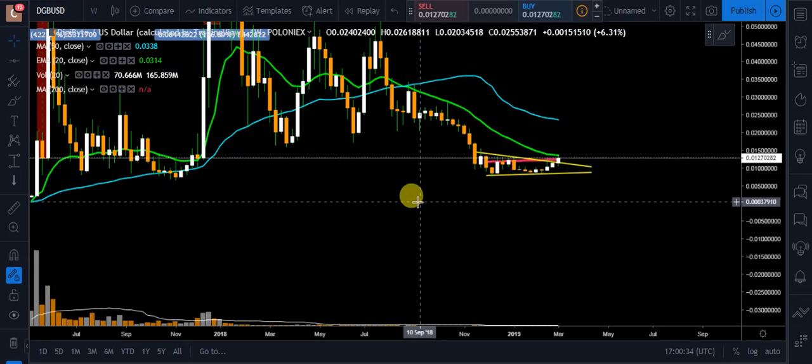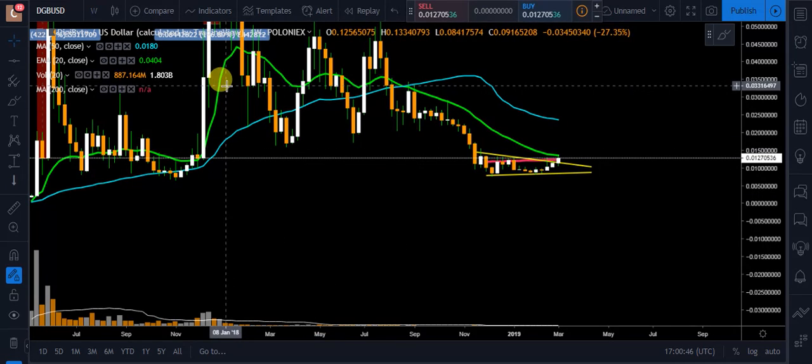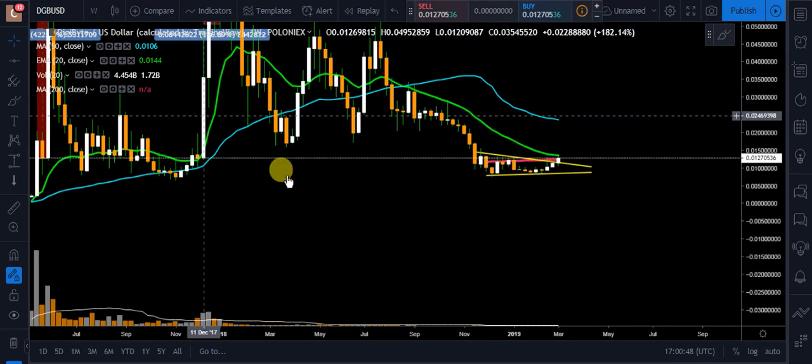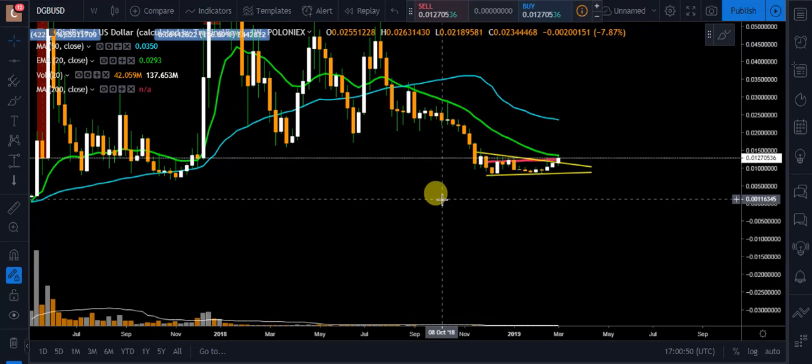But it is exciting to see Digibyte starting to run, because it is a very good project. It's a strong project. There's a lot of enthusiasm behind it. There are a lot of smart people involved in it. So it can definitely run and put in candles like this in a week, no doubt. So you've got to be prepared for it, ready for it, so you can catch them.